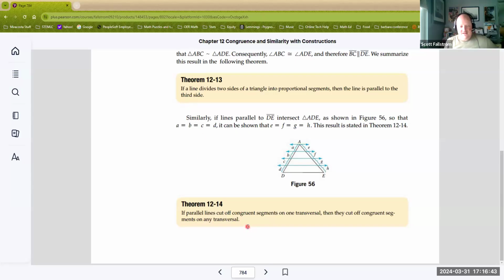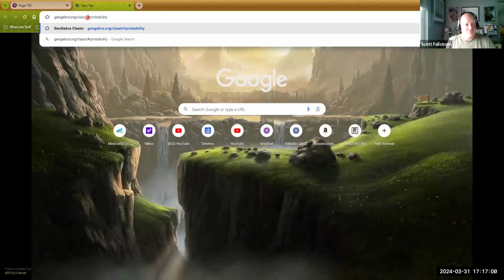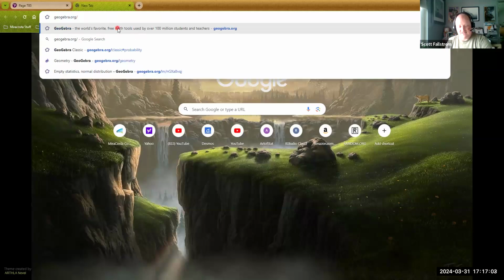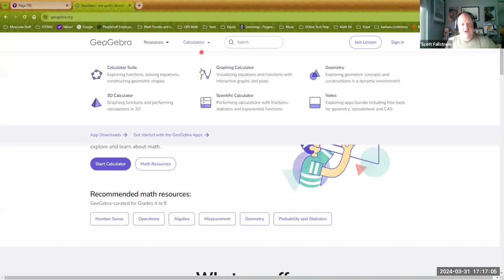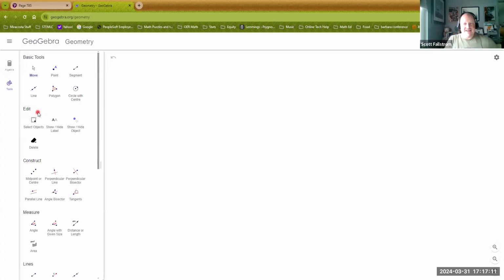And then it says if parallel lines cut off congruent segments on one transversal, they cut off congruent segments on any transversal. And so this is how we use it, is we use it to create a line segment that can be cut into as many pieces as we want. Let me open up GeoGebra here and demonstrate really quickly, because I think this is such a cool approach. And if you're interested, ask me in class. If you're interested, we can show you how you can do it with just a sheet of lined paper.